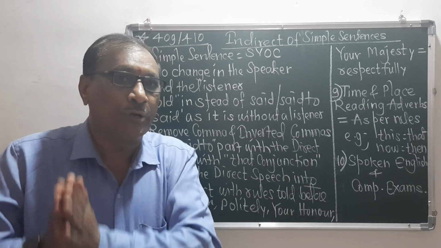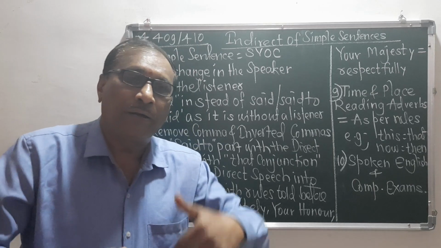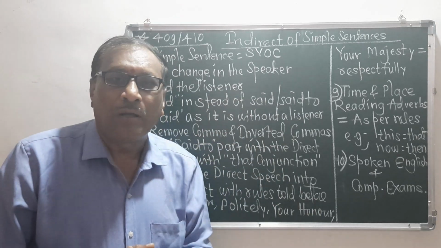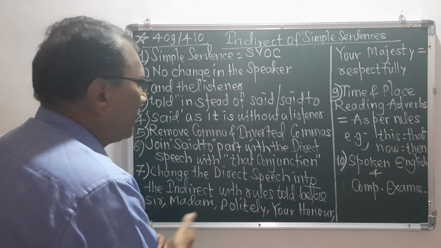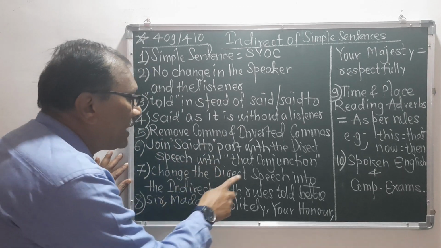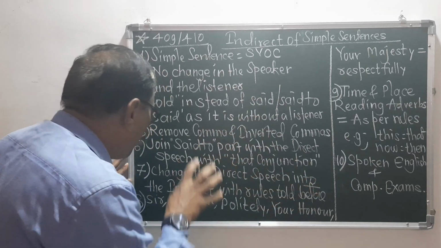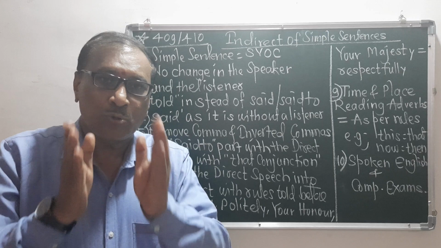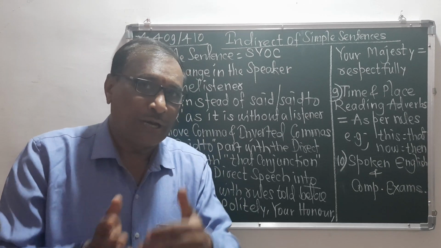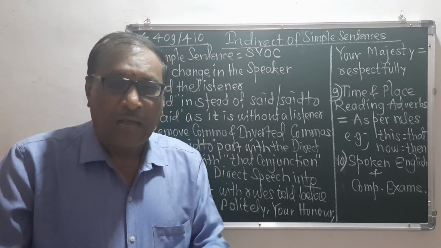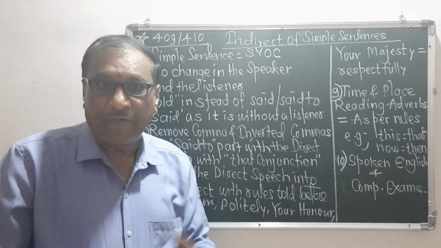The part of the reporting speech, I will say the reporting verb part, and the part which is called the direct speech. So remember, this is the rule. Then change the direct speech into the indirect speech with the rules told before. It means I have told many rules on how to make the indirect speech from the direct speech. We have taken many rules and regulations in the previous videos.